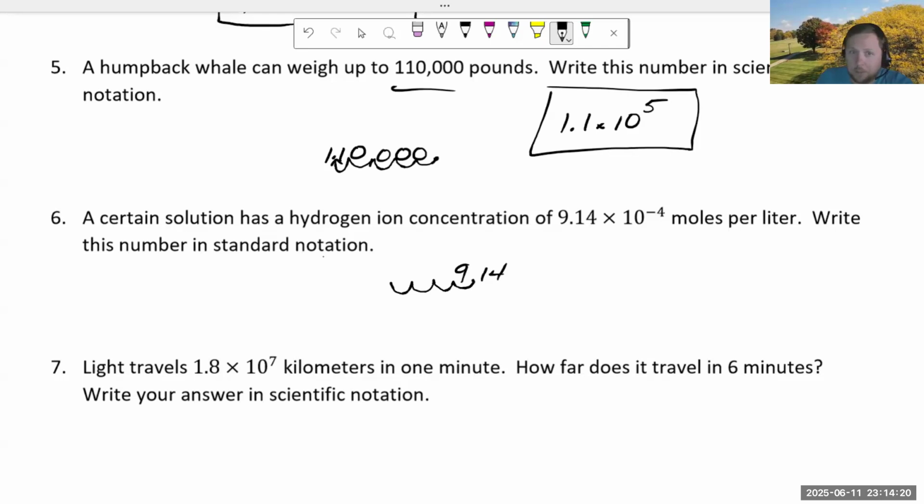that strictly decimal number, right? So I moved it 4 places. So 1, 2, 3, 4. Now I have some empty spots. I'm going to put placeholder zeros. Okay, so there's where my new decimal point is. And I'm going to write it nicely. So I'm going to put that leading 0 that we like up front, and then 0, 0, 0, 9, 1, 4.